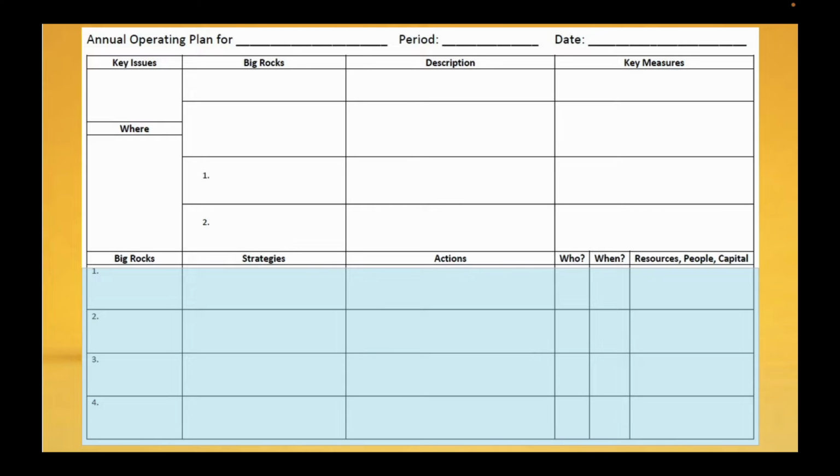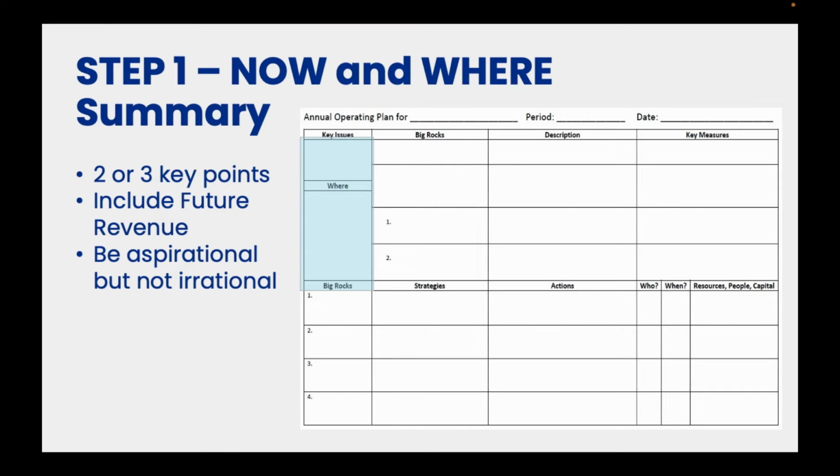All right, so the process then for building our annual operating plan, step 1 is do your now and where summary. 2 or 3 key points, possibly include some future revenue, be aspirational but not irrational. All right, so this is a 12-month thing, and the experience will show that generally you will overestimate what you can do in 12 months and underestimate what you can do in 5 years. All right, so just be aspirational but not irrational.